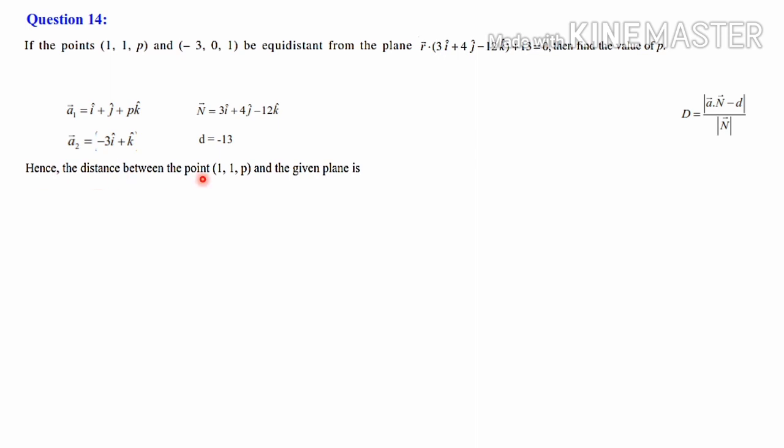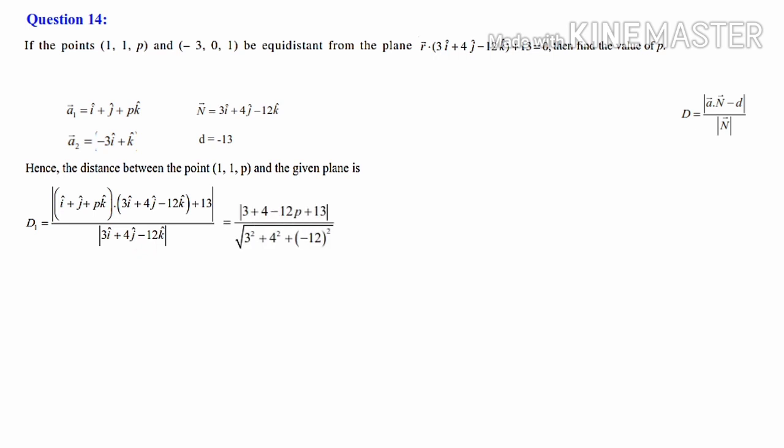The distance between the point 1, 1, p and the given plane is d1 is equal to vector a dot vector n. Here vector a means vector a1, that is i cap plus j cap plus p k cap dot vector n, that is 3i plus 4j minus 12k, then minus d. Here already there is a minus, so minus into minus plus 13 divided by modulus of vector n, that is 3i cap plus 4j cap minus 12k cap.